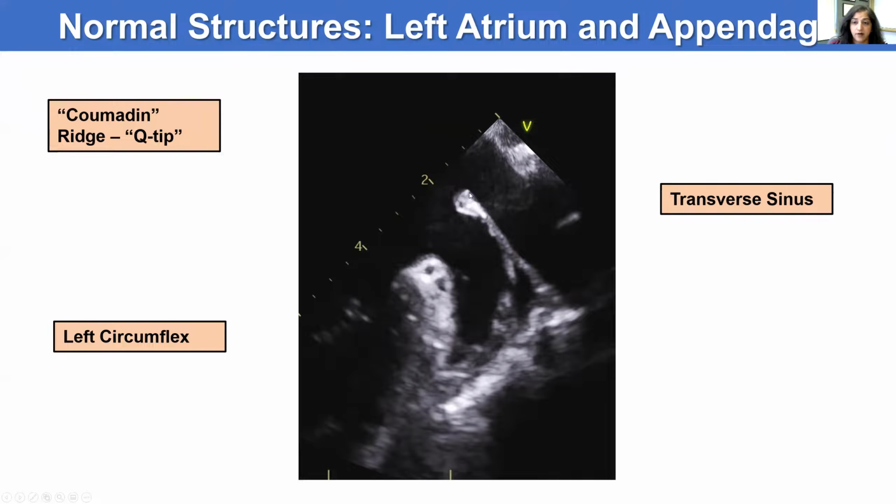It can cause a significant amount of reverberation, shadowing, or artifact, and sometimes contrast is needed to resolve whether there really is a thrombus in the left atrial appendage. This is a very normal structure and does sometimes appear on echo boards.